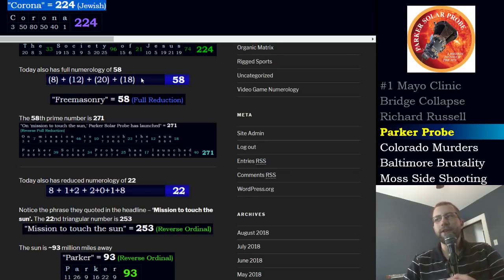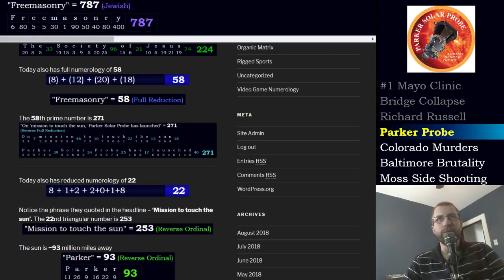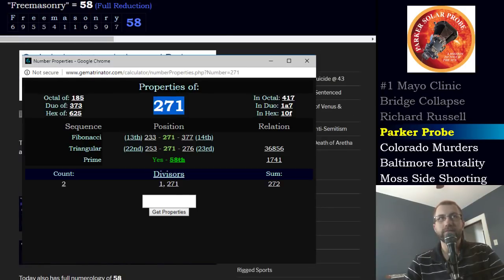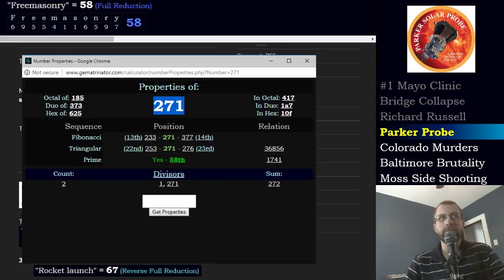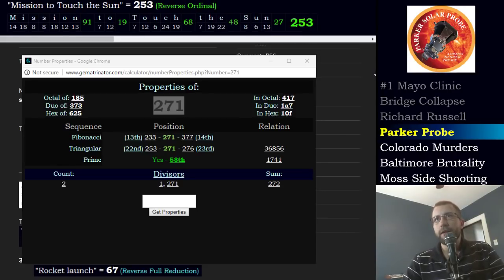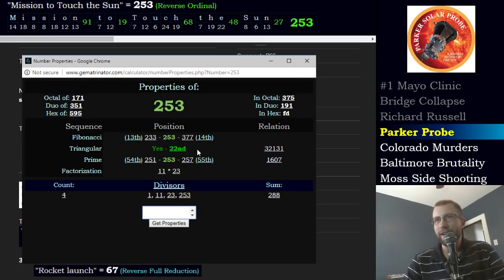The date of the launch also had numerology of 58. NASA fully embracing Freemasonic numerology. Freemasonry equals 58. The 58th prime number is 271, and this headline equals 271 reverse reduction. The reduced numerology of the date was 22. Mission to touch the sun equals 253 in the reverse order, which is the 22nd triangular number.